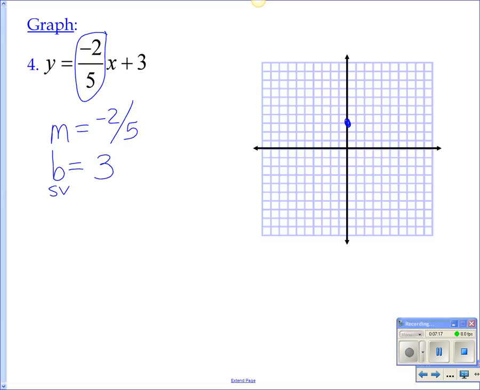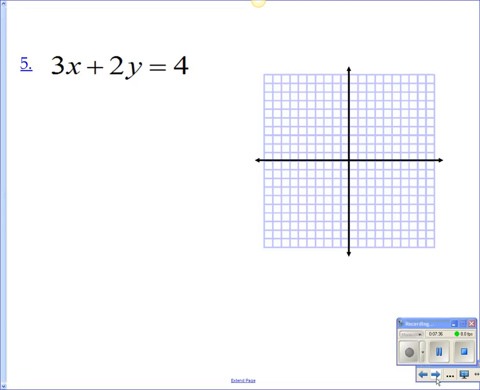And then it's negative, which means I go in what direction? Down. You go down 2, and you always go over this way. So down 2 and 1, 2, 3, 4, 5 is how I would graph that one. Okay? All right, so this is your number 4.